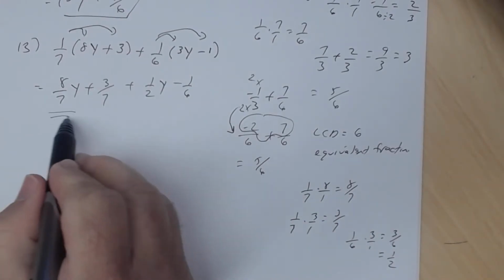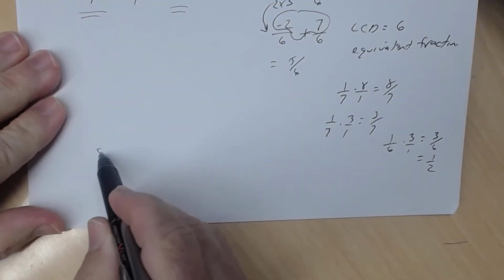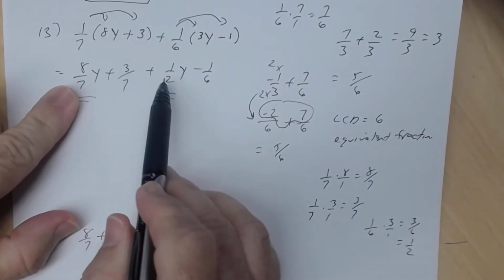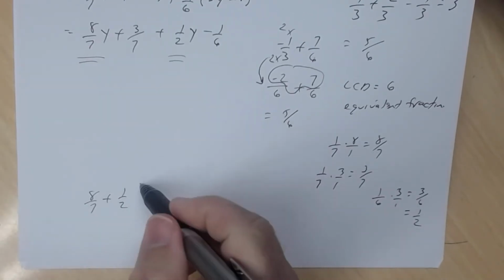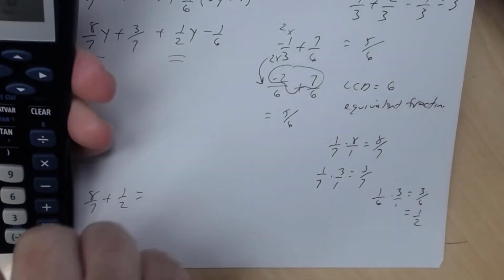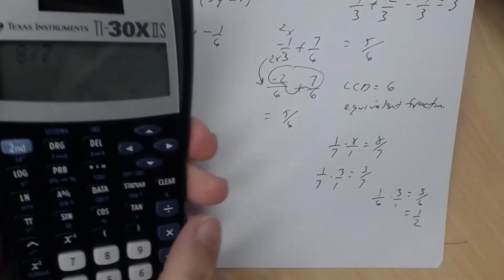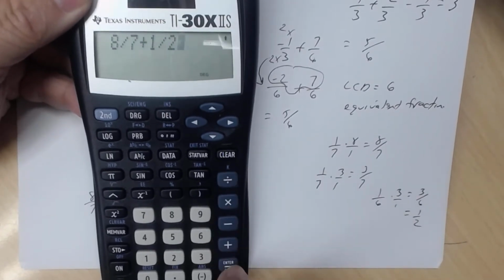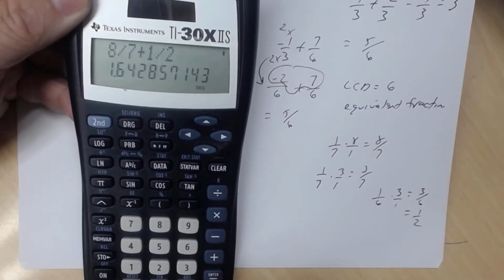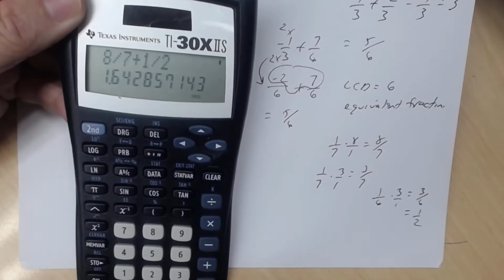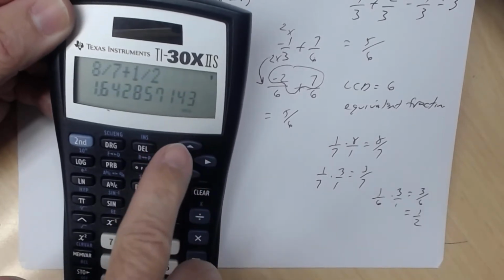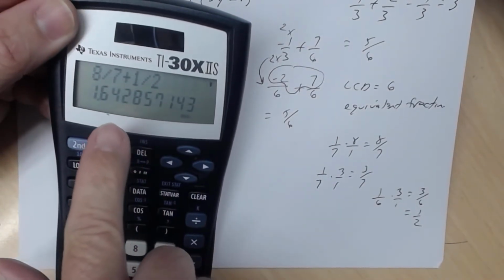combine like terms. So I'm going to combine these two terms here. And so I get 8/7 plus 1/2. So its coefficient is 8/7, its coefficient is 1/2. Use your calculator. So in a calculator, I get 8 divided by 7 plus 1 divided by 2 equals, and I get 1.6428 and so on. But again, you don't want to write this as a decimal. In fact, this decimal doesn't terminate. So what you want to do now is convert this back to a fraction.